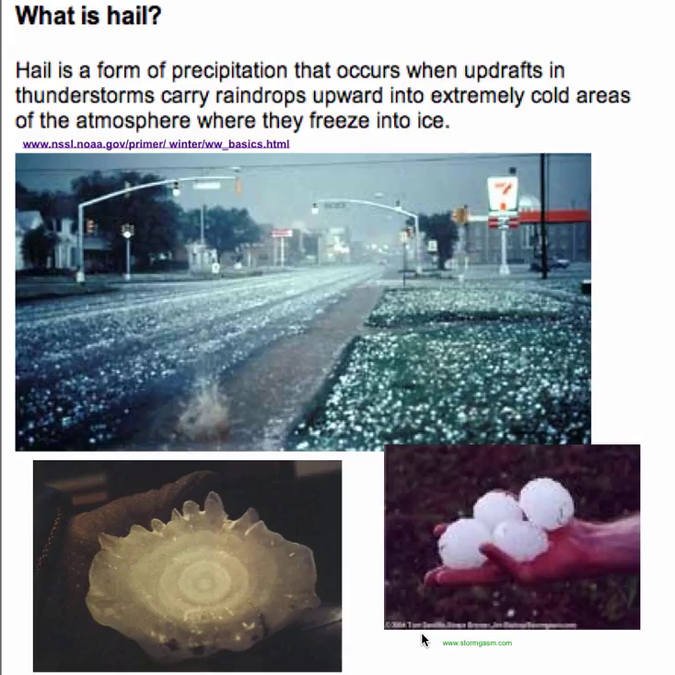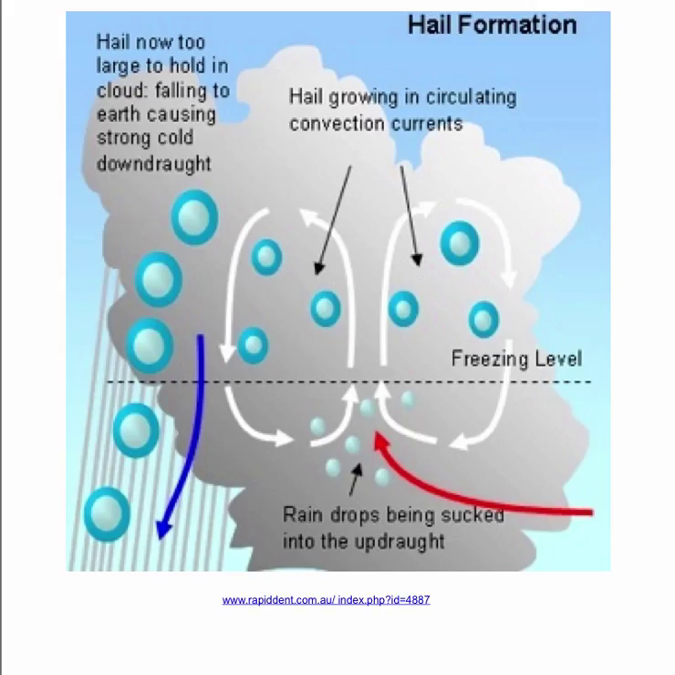What is hail? Well, hail is the form of precipitation that occurs when updrafts in thunderstorms carry raindrops upward into extremely cold areas of the atmosphere where they freeze into ice. Hail can be very damaging. It can actually kill people. You need that significant convection in updrafts and downdrafts to get the growth of ice to be this large. Most hail is not this large. Most hail is pea size or less. They can get really big.